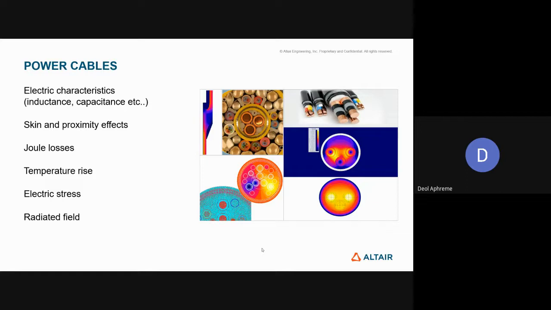You can even visualize the skin and proximity effects. For high voltage 50 hertz voltages, you will see a good amount of skin and proximity effect, in the sense that the skin of the conductor will experience a lot of losses and will definitely have an increase in temperature. You can visualize the joule losses or the I square R losses, the rise in temperature, and the electrical stress. There will be forces between these cables that could damage the insulation, or any layer that you have can be damaged, which could throw the entire integrity of the cable into question. So all this can be simulated.